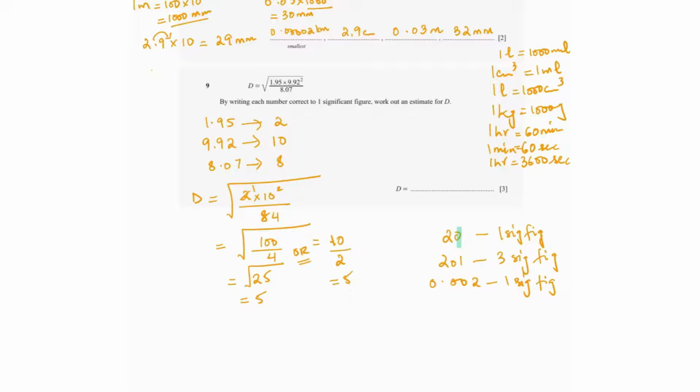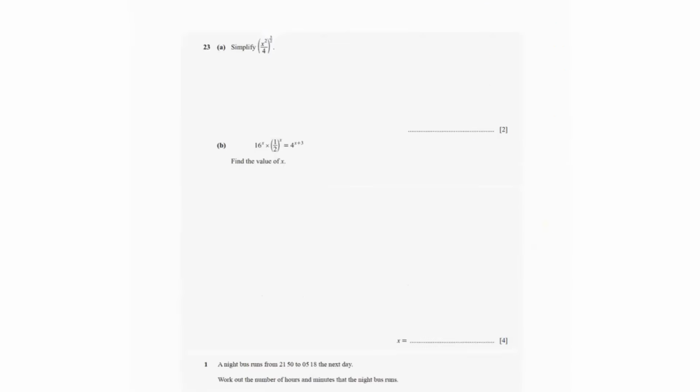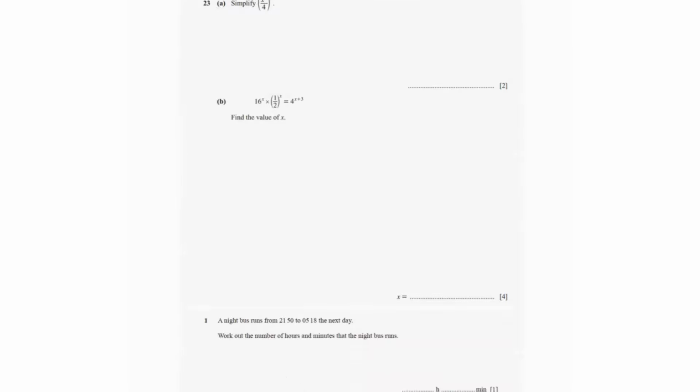Trailing zeros are insignificant. Zeros at the beginning of a decimal are insignificant. But if it's a zero between non-zero digits, it is significant. These are the rules for significant figures. So this is another thing that you need to be aware of. We've already talked about this.